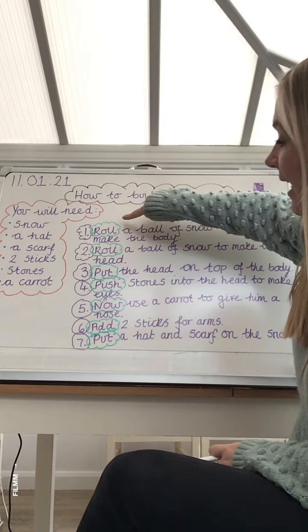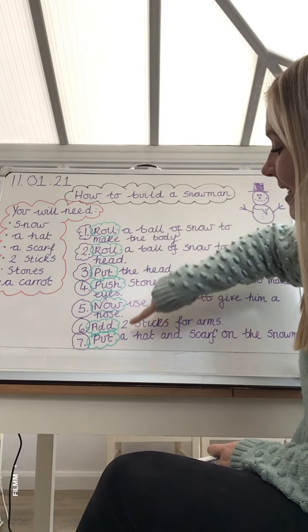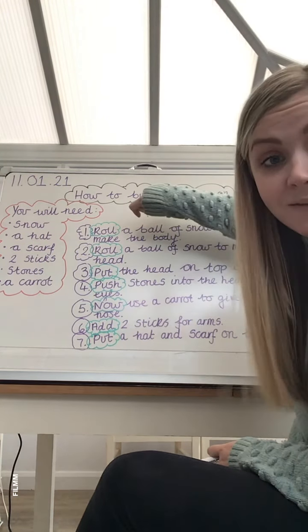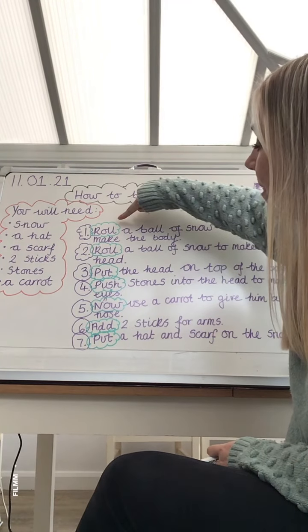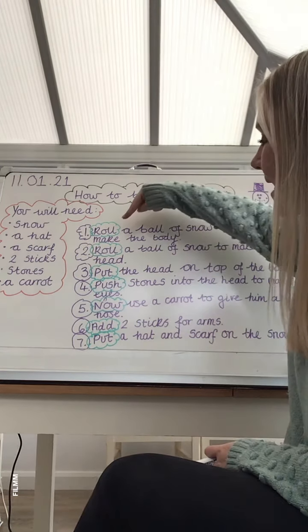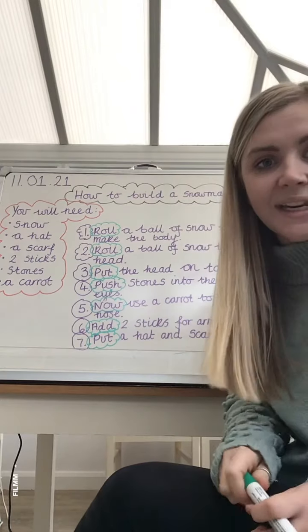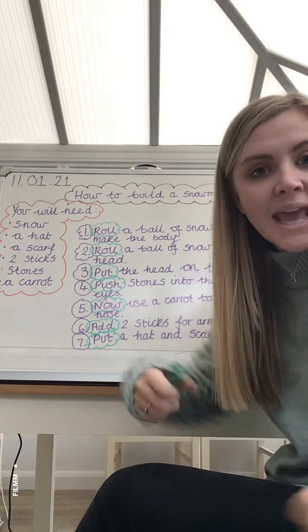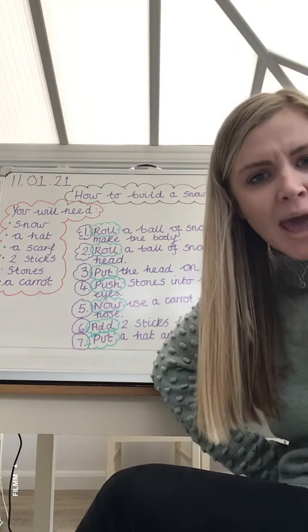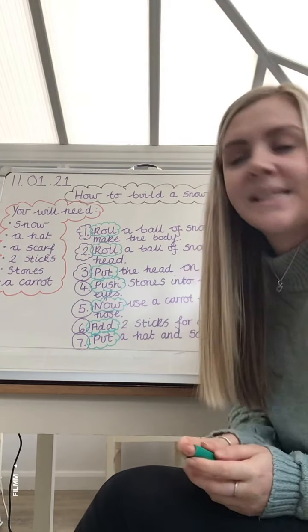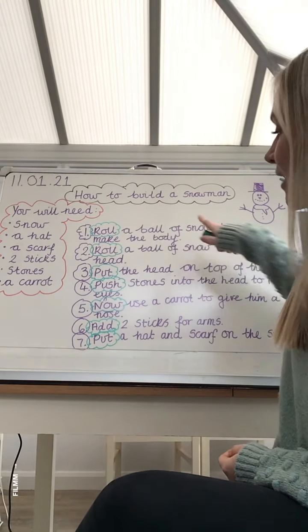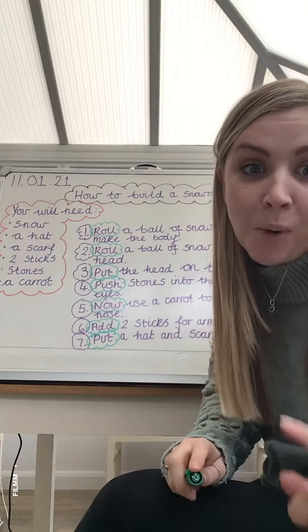If you notice, when we look at our instructions, we can see that our bossy verbs, our imperative verbs, normally come at the beginning of our instruction because they are telling the reader what they need to do and how they need to do it. It's bossy. So imagine you've got your hands on your hips and you're in a bossy voice when you are writing your instructions and including those bossy verbs.